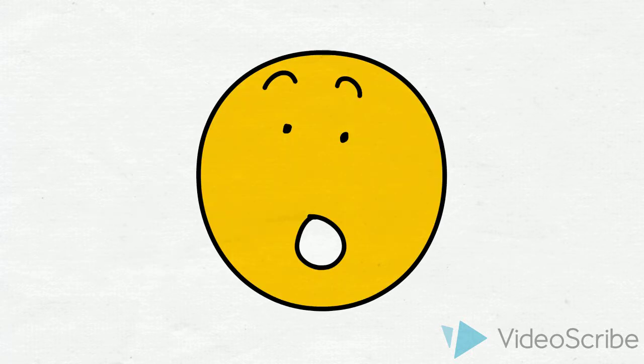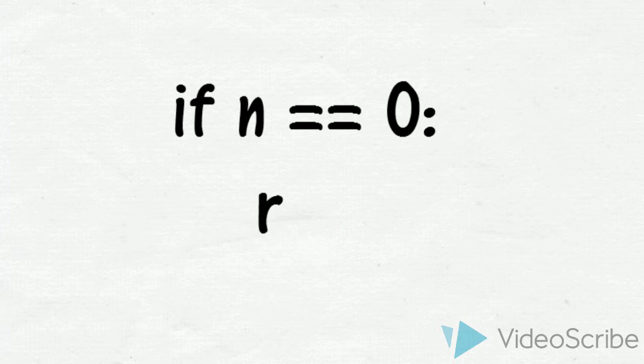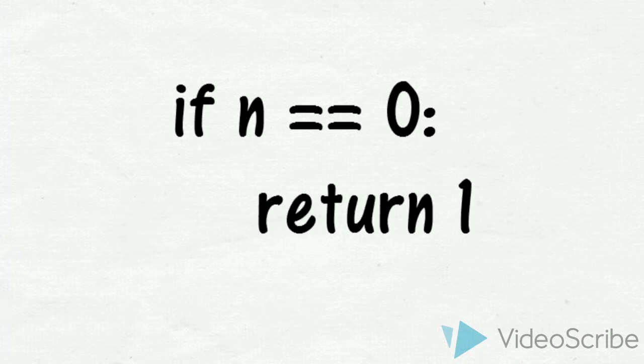Wait, why doesn't it keep using itself infinitely or send an error? Because we defined a base case. That's when n equals 0. That tells the computer what to do when it reaches the smallest instance we want it to or is possible to calculate.